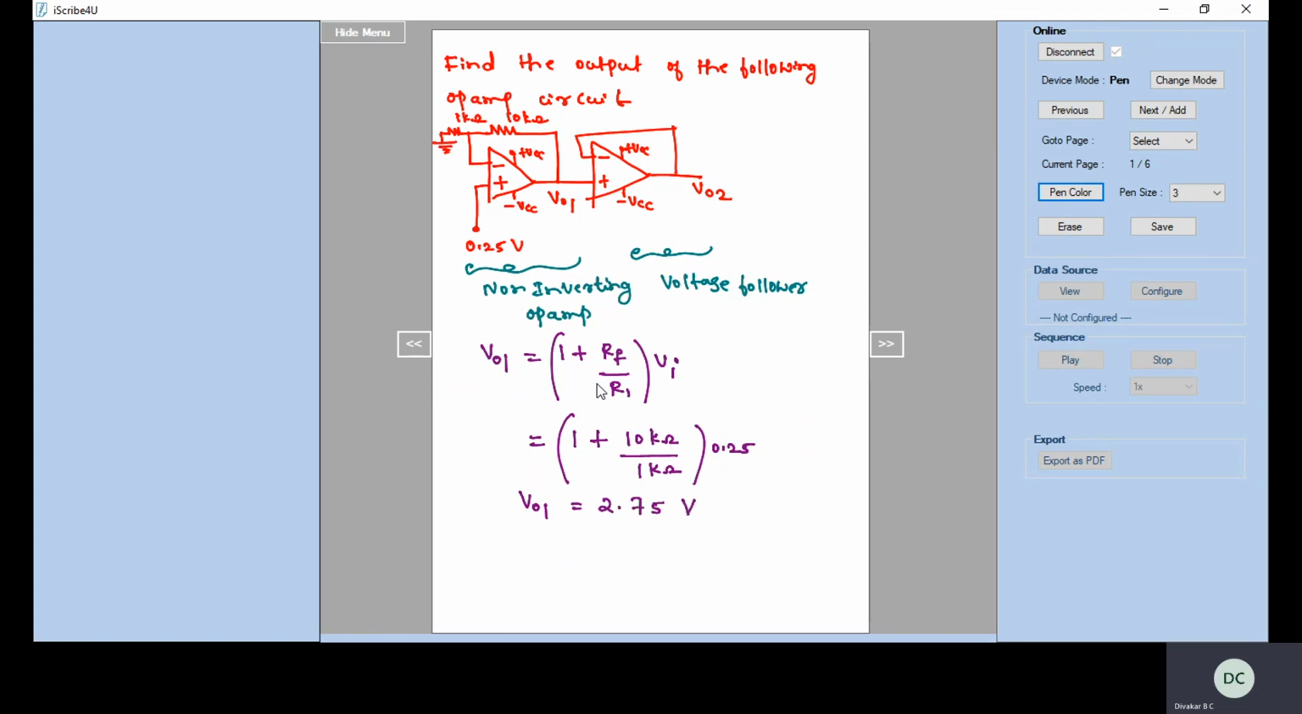2.75 volts. Since in the second part, the voltage follower circuit, the output voltage follows the input voltage, VO2 is equal to VO1, which is 2.75 volts. So this is the output voltage for the voltage follower circuit.